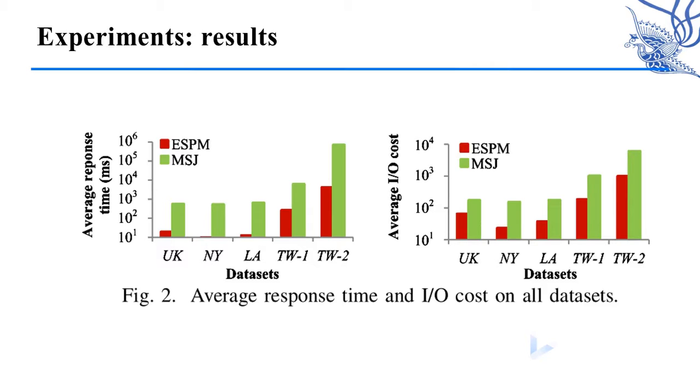Meanwhile, the I/O cost of ESPM is much less than that of MSG on all the datasets. This is because ESPM uses effective ordering and pruning techniques to prune unpromising nodes and node pairs at high levels of the IL quadtree, which greatly reduces the overall running time.